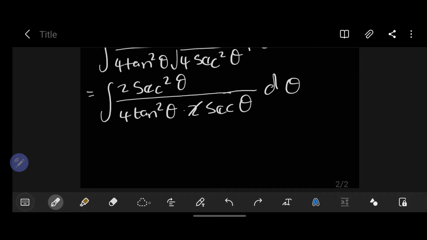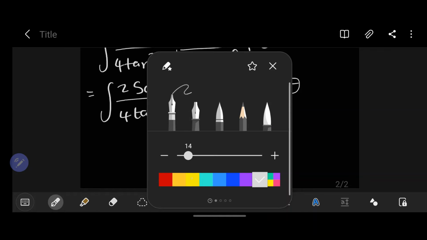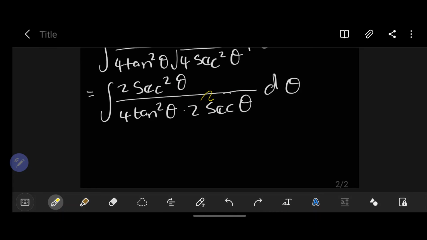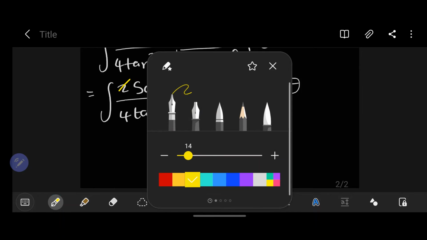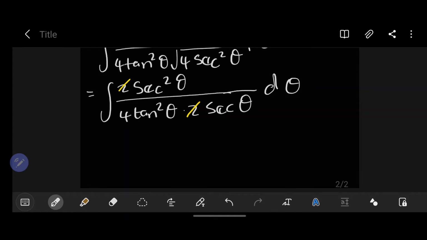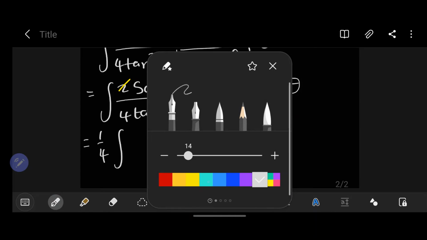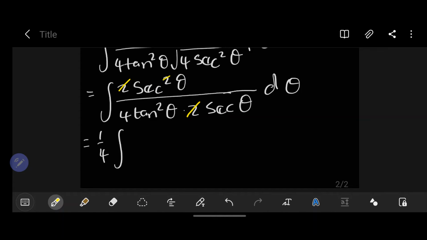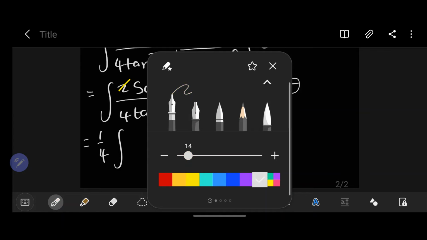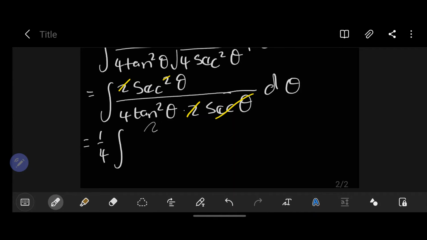So this 2 will cancel that 2. And then I can move my 1 over 4 to the front here. Just focus on these. My secant squared theta can cancel out the secant theta, so I'm left with secant theta there. So therefore I only have secant theta over 4 tan squared theta.